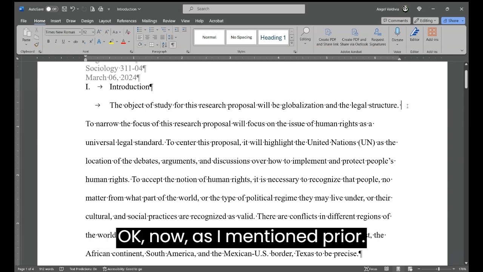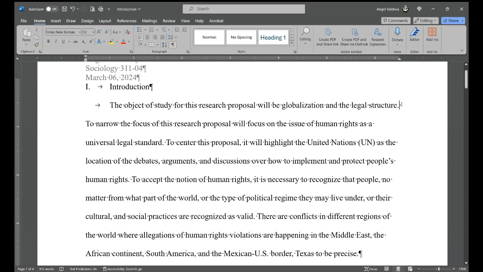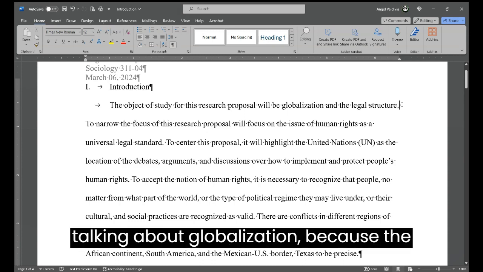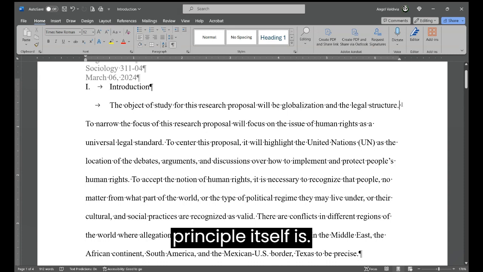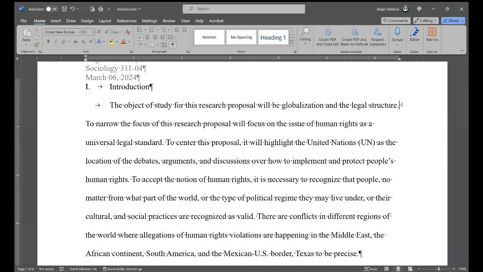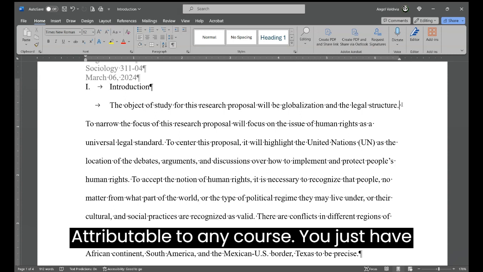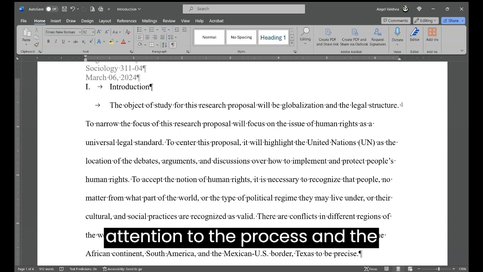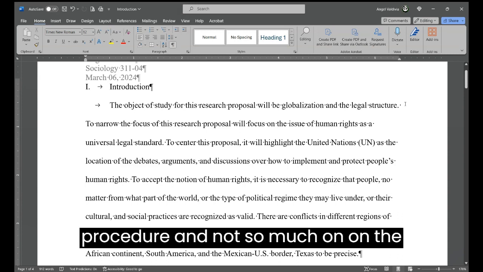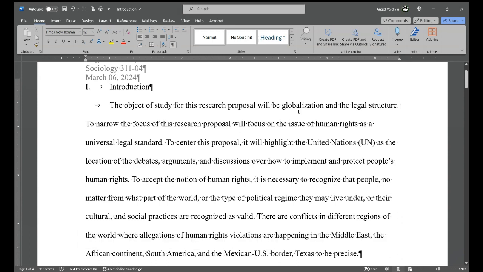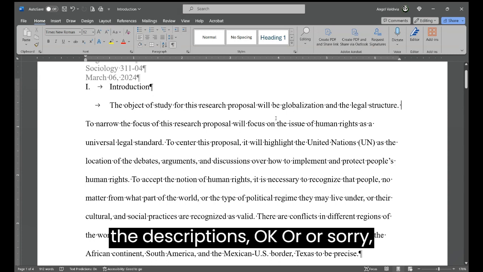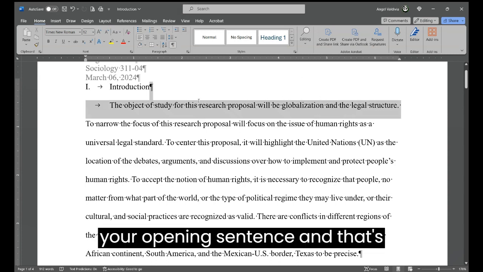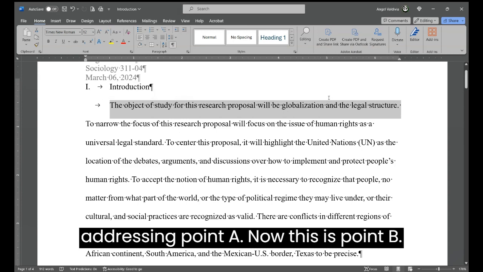Okay. Now, as I mentioned prior, don't get caught up with me talking about globalization, because the principle itself is applicable to any course. You just have to change the focus. So just pay attention to the process and the procedure, and not so much the descriptions, or sorry, the topic. That's going to be your opening sentence, and that's addressing point A.